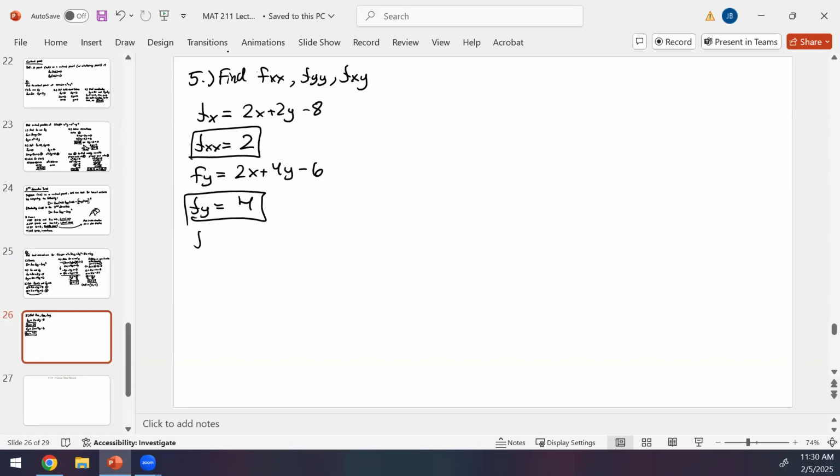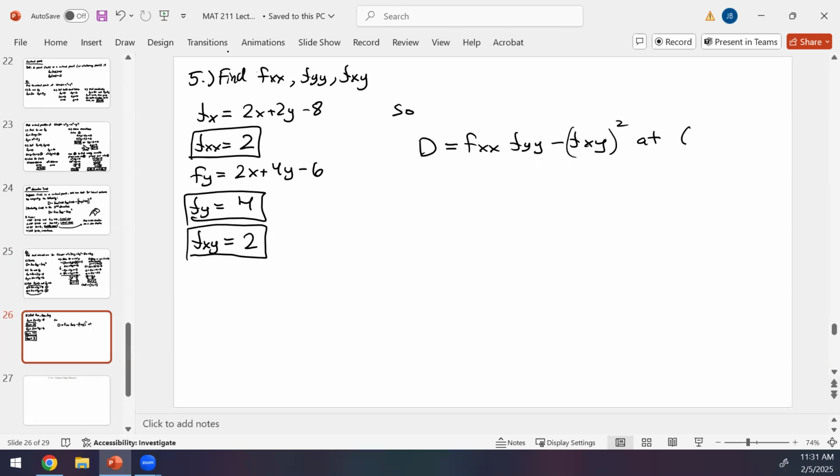And then fxy is equal to, so you take the first partial derivative with respect to x, and then that's going to become 2. Because 2x becomes 0, 2y becomes 2, and minus 8 becomes 0. So we have that. And then D is equal to fxx times fyy minus fxy squared at 11, negative 7, right?